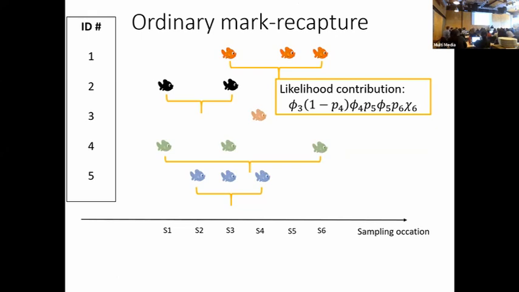The classical Cormack-Jolly-Seber model presents the data as capture histories. This is the capture history of individual number one, sampled three times on different occasions. Then we move on to individual number two, which has two captures. Each of these capture histories, represented by different individuals, produces a likelihood contribution that we see here, multiplied together over the different capture histories, and we get the total likelihood that can be used to estimate the parameters. This is when you are able to recapture the same individual many times, but that's not needed in close-kin.